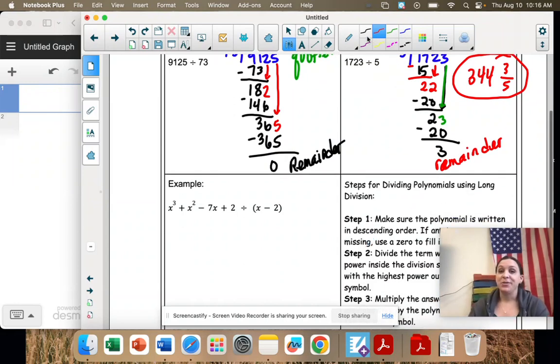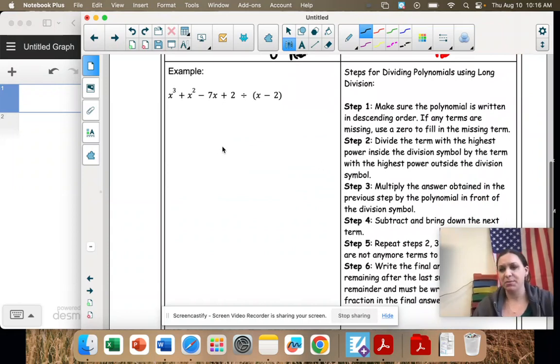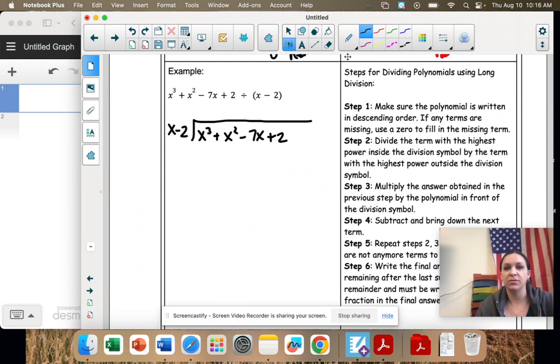Okay, so let's do one with polynomials. I wrote out the steps. They're kind of hard to follow, just the steps. It helps to see examples with it. So I'm going to set it up. x minus 2 divided into x cubed plus x squared minus 7x plus 2.